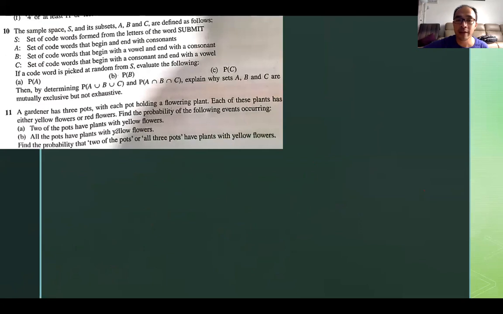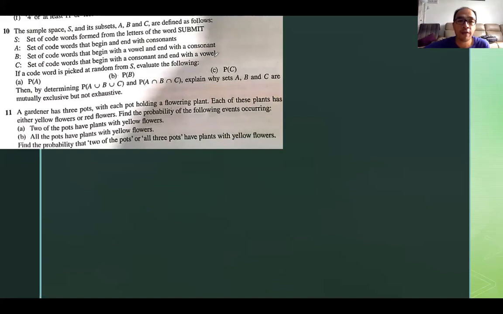All right, I want to go to 2 more questions, question number 10 and question number 11, and then we'll call it a day. All right, number 10. Sample space S and its subsets A, B, and C are defined as follows. S is a set of code words from the letters of the word submit. A is the set of code words that begin and end with consonants. B is the set of code words that begin with a vowel and end with a consonant. And set C is the set of code words that begin with a consonant and end with a vowel.